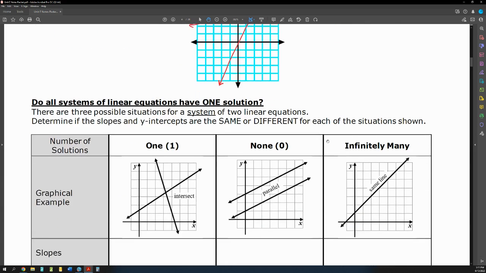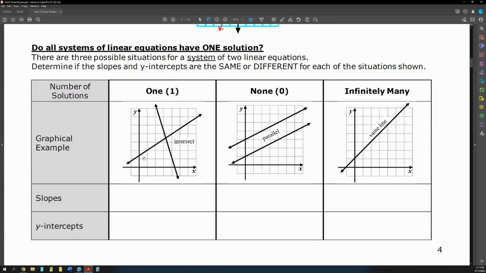All right. So let's consider the number of solutions, what the graphs look like, and what the slopes and y-intercepts would be. So in the first example, we have one solution. They intersect exactly once. Notice that the slopes of these two lines are different. One is positive and one is negative.